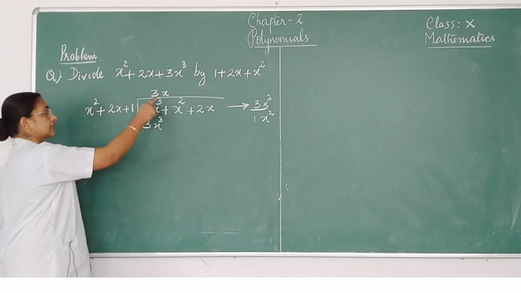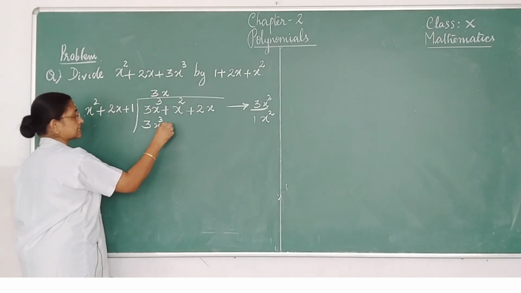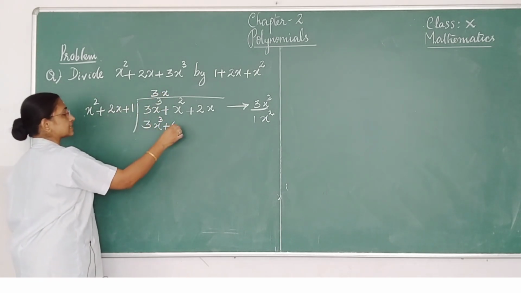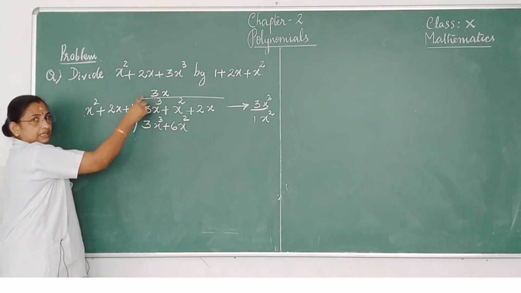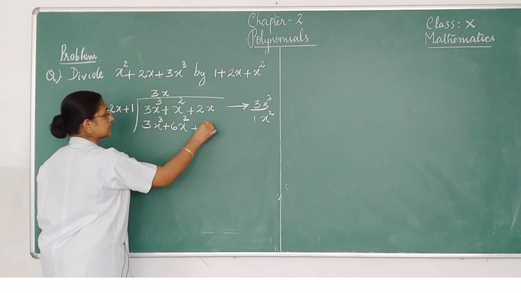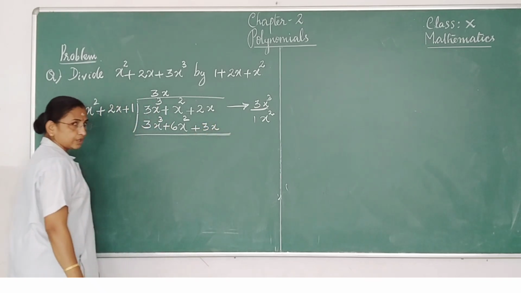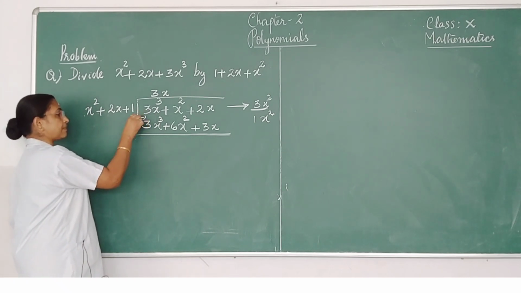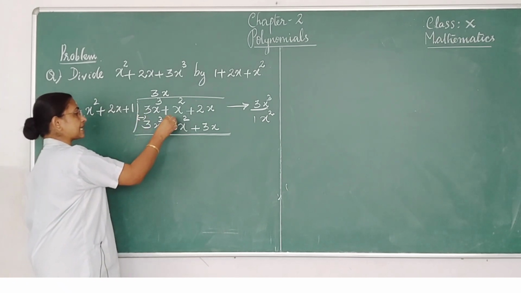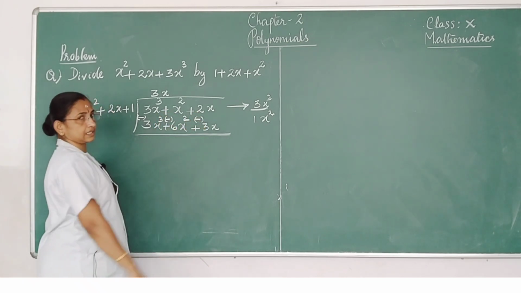Next term is 3x into 2x. 3 into 2 is plus 6, x into x is x square. Next term is plus 3x into 1, that is plus 3x. After writing this, you need to change the sign of the below expression. Plus 3 becomes minus 3, plus 6 becomes minus 6, plus 3 becomes minus 3.